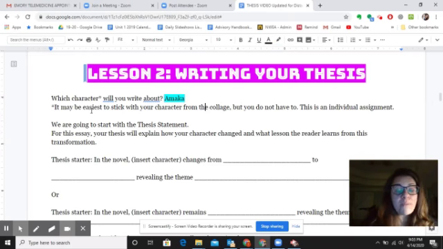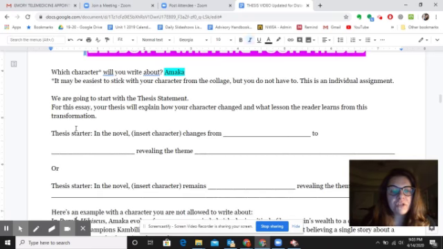Now, a note: it may be easy to stick with the character from your class, but you don't have to. This isn't group, this is individual. But if you got a lot of quotes and thought a lot about Jaja when you did the collage, stick with Jaja, right? So the thesis statement. For this essay, your thesis will explain how your character changed and what lesson the reader learns from this transformation.